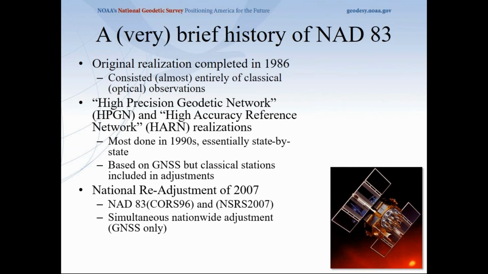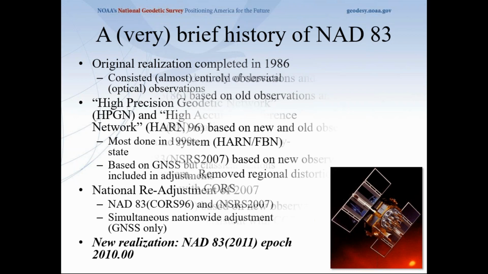So we've had a few different realizations that were tied directly to CORS, predominantly to begin with NAD83 2007, and its CORS counterpart, which was CORS 96. And then up to our current epoch, which is the NAD83 2011 epoch 2010.0. So you notice now we're incorporating this idea of an epoch, and we'll talk about that really briefly, just so that we have an understanding of what that means.